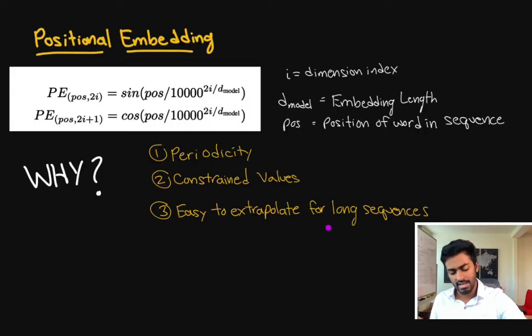The last reason is that it's easy to extrapolate for long sequences. So this here is just going to be a very deterministic formula that's very easy to compute. And even if we haven't seen certain sequence lengths in our training set, we'll always be able to interpret them in our test set. And so because of easy extrapolation, it's used.